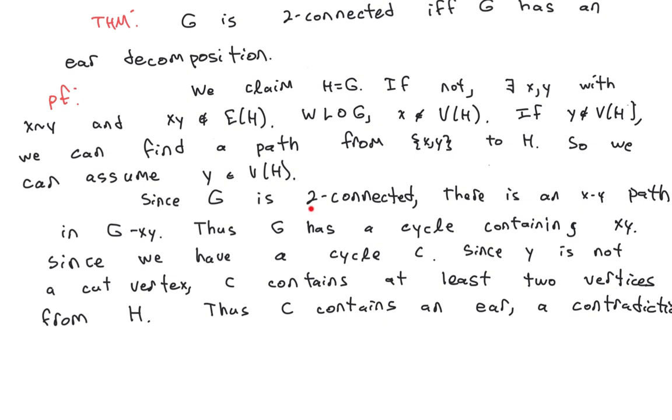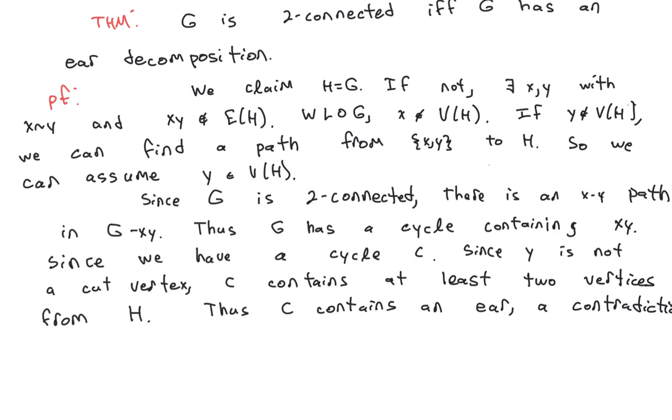Since G is two connected, deleting one edge is not going to give you a disconnected graph. And so we know there has to be a path from X to Y in G minus that edge. And particularly once you add that edge back in, we know that G has a cycle that contains the edge XY.